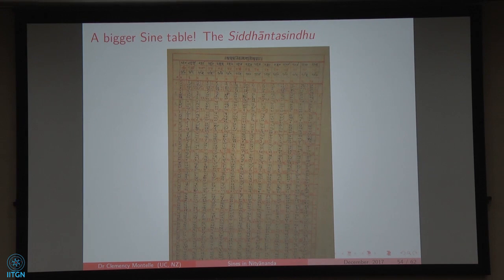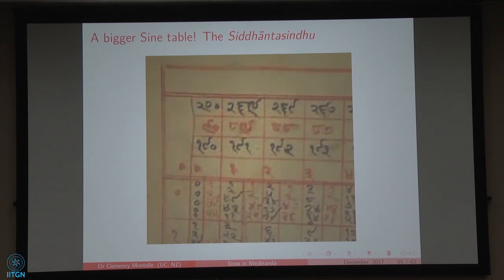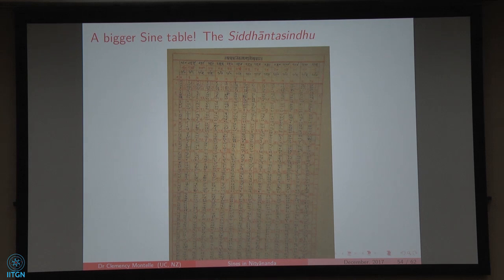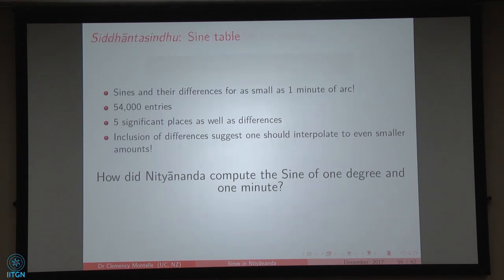So Nityananda continues on to tell us how to find this elusive sine of 1 degree we get in the table. And of course we've got a bigger sine table that we find in one of his original works, the Siddhanta Sindhu, which has in the entry not only the sines down to 1 degree, but the sines down to 1 minute of arc. That means this sine table itself has 54,000 entries. Actually, not only that, it's got double that. As well as having all the entries, it has got all the differences as well between various entries, which you see in red here, just as a bit of a fuzz.